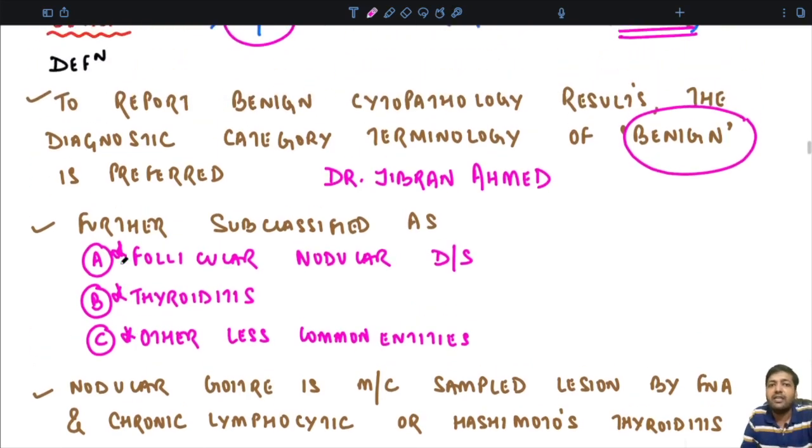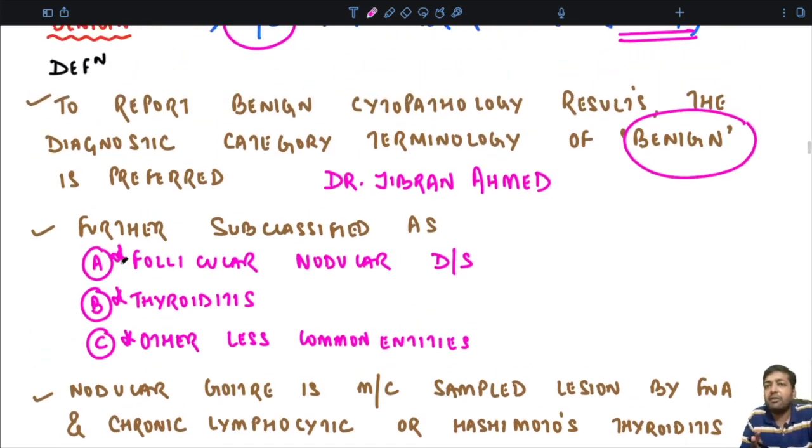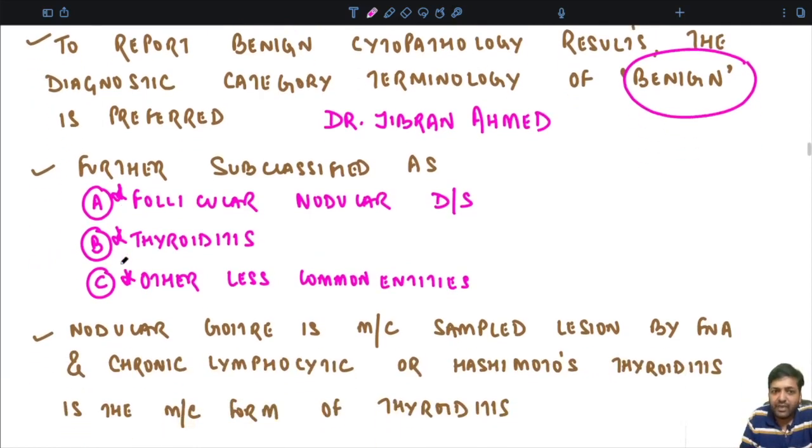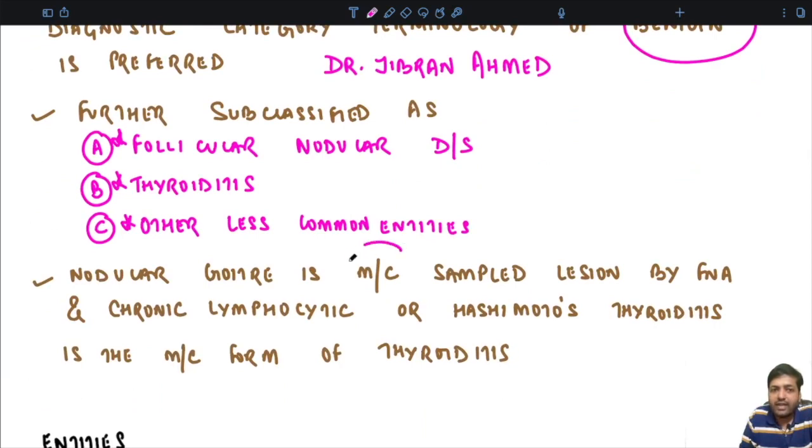Now remember, here the criteria laid down under the benign heading must be met, and that is why, when all the criteria are met and you are very definite about the diagnosis as benign, only then do you use the benign heading. Nodular goiter is the most commonly sampled lesion by FNAC, and chronic lymphocytic or Hashimoto's thyroiditis is the most common form of thyroiditis encountered.